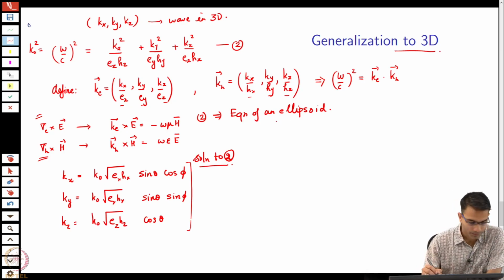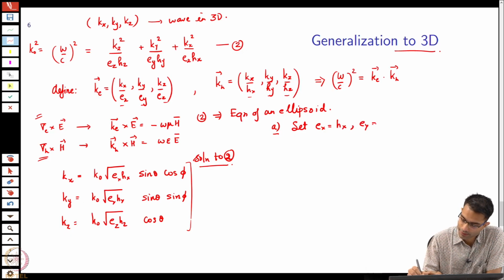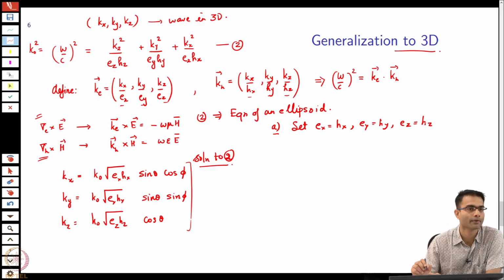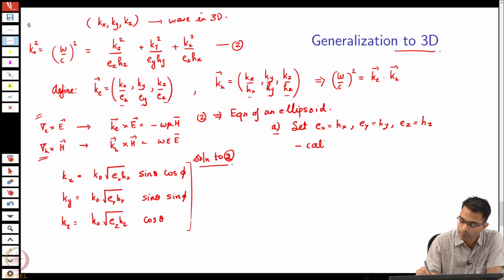So first a bit of notation. So if I set Ex is equal to Hx, Ey is equal to Hy and Ez is equal to Hz, this is called a matched medium. It's just terminology.